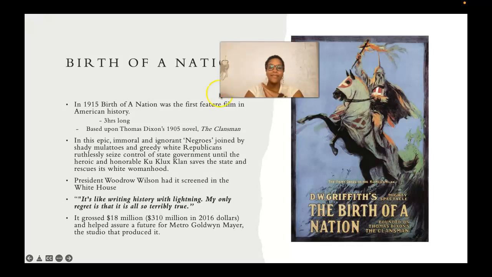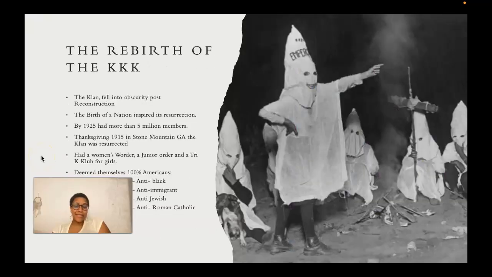Oh. The film grossed $18 million, which in today's, 2016's currency, is $310 million. And it helped to assure a future for Metro-Goldwyn-Mayer, who produced the film. And it is out of this film, or as a result of this film, that we see the rebirth of the Klan. So you have the Klan largely falling into obscurity post-Reconstruction. However, Birth of a Nation inspired everybody. They said, oh shit, no, we got a mission and a purpose.